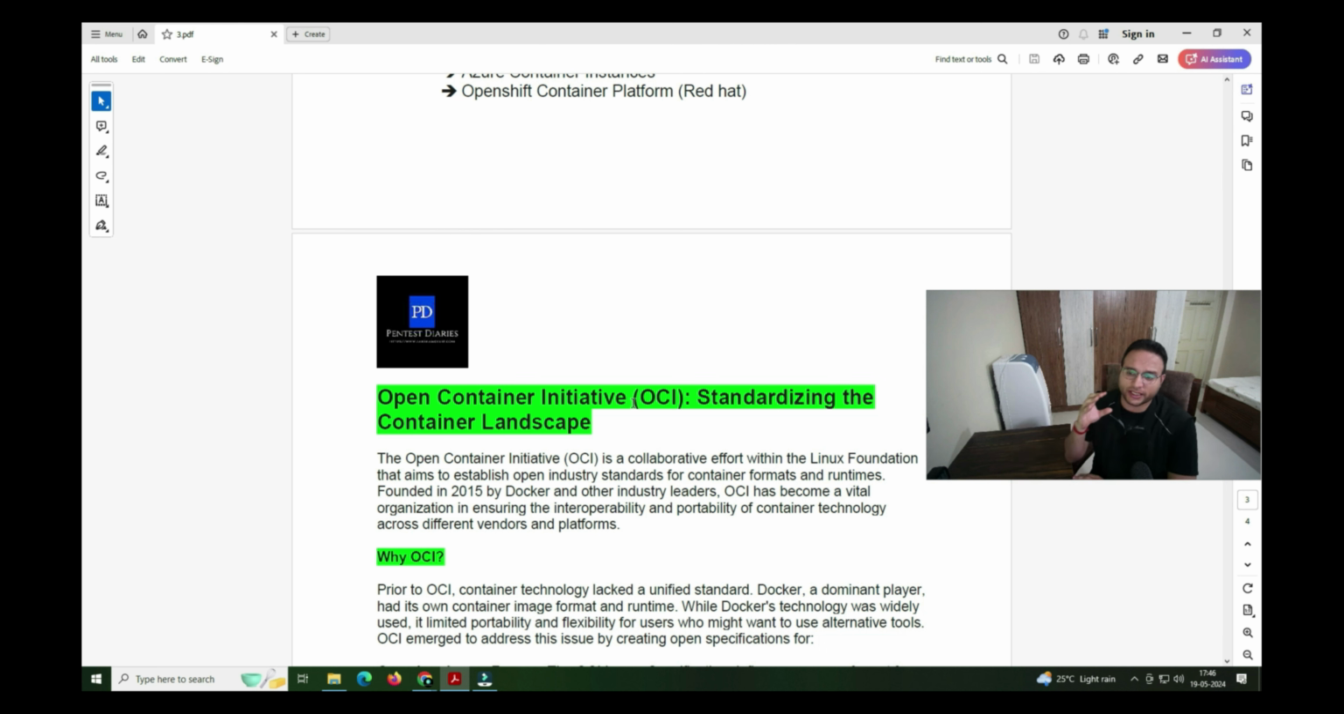So this is basically a standardized container landscape. This is utilized only for defining proper standards for the container. Earlier, as I already mentioned in the initial phase of this video, containers were different, like initially there was no standard.